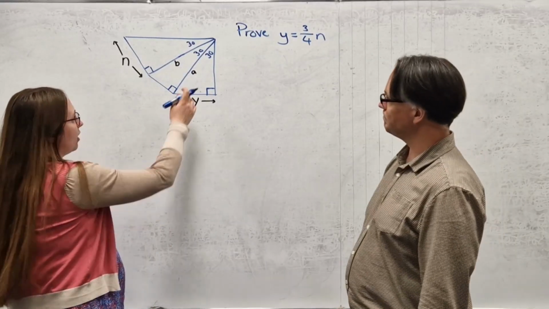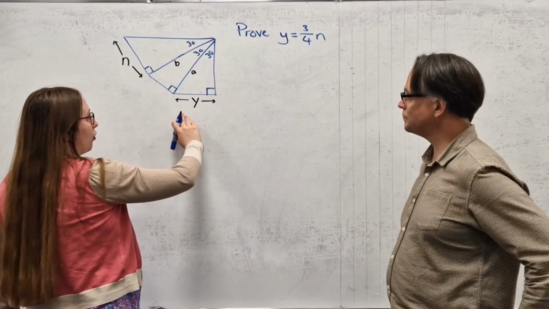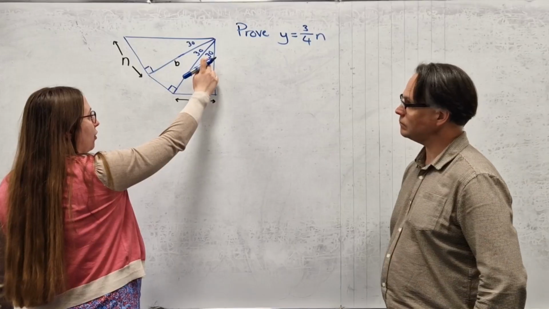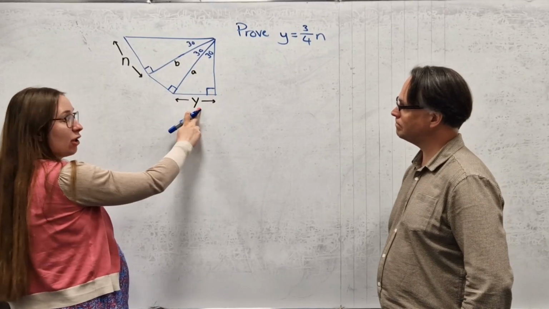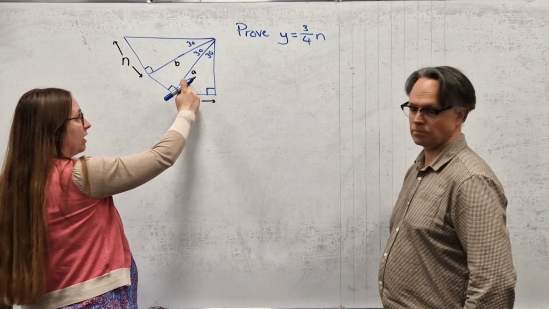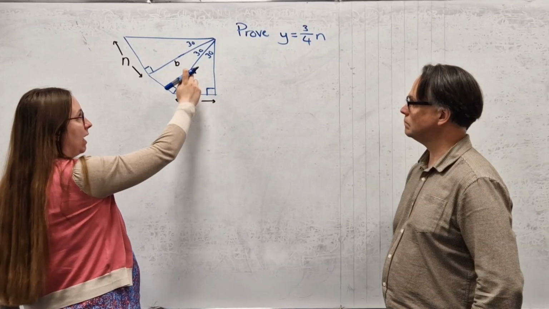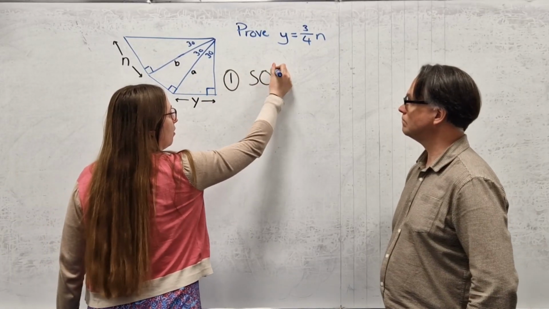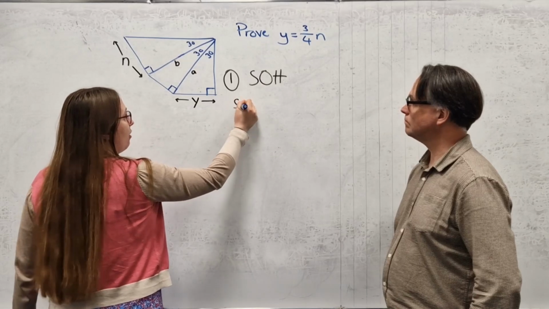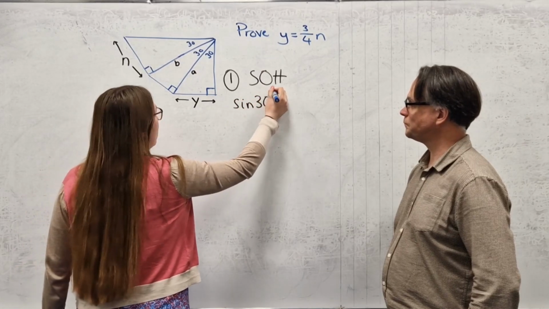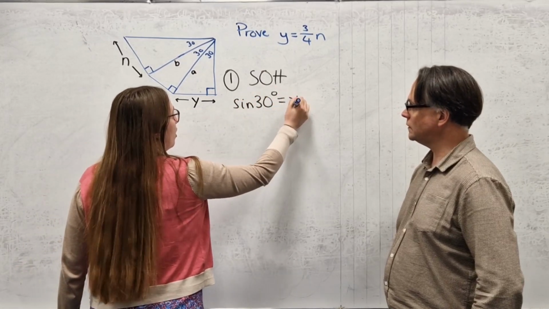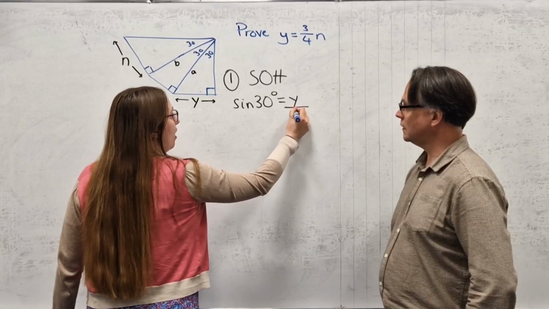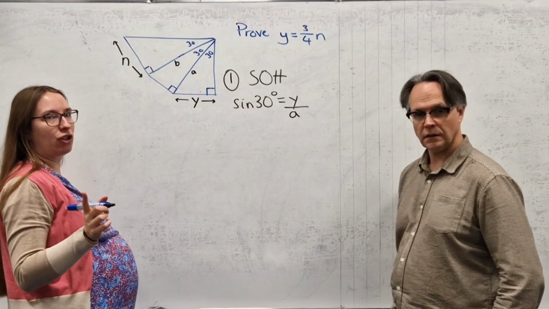Okay, so first off, let's look at this first right angle triangle. We've got a 30-degree angle, so this is opposite the angle, and this is clearly the hypotenuse. So if we've got an opposite and a hypotenuse, step one, we know it's SOH, which means it's sine of our angle, sine 30 degrees, and the opposite is y, and the hypotenuse is A.